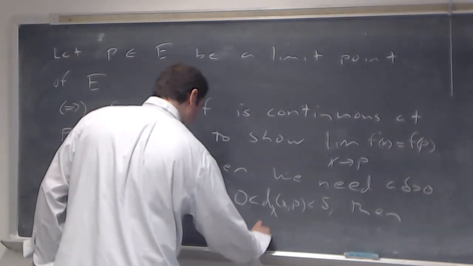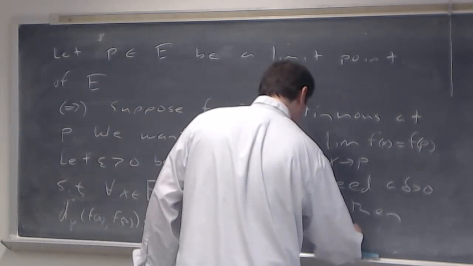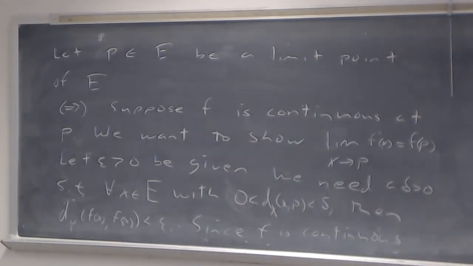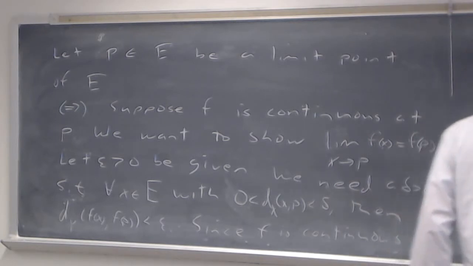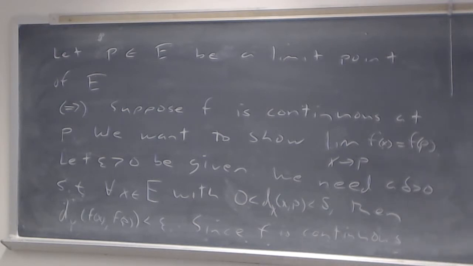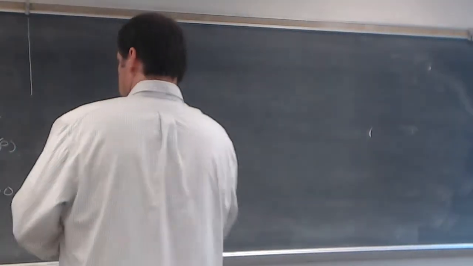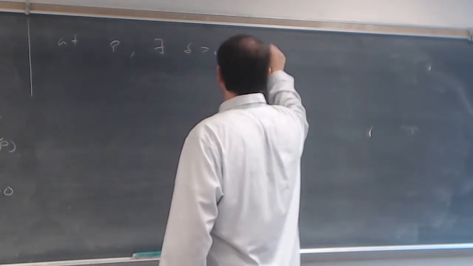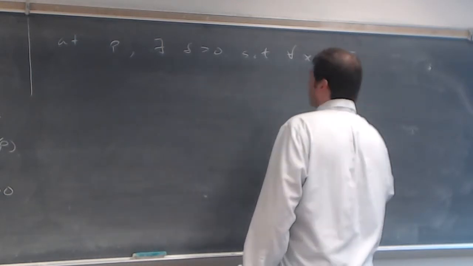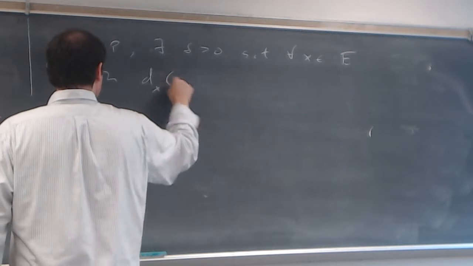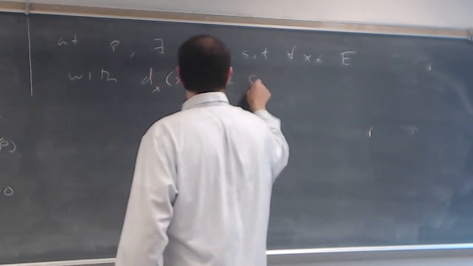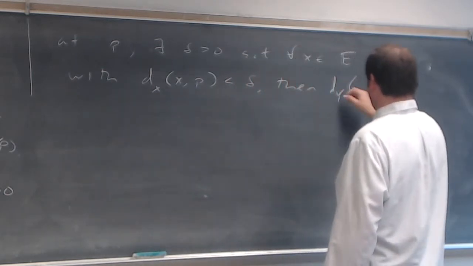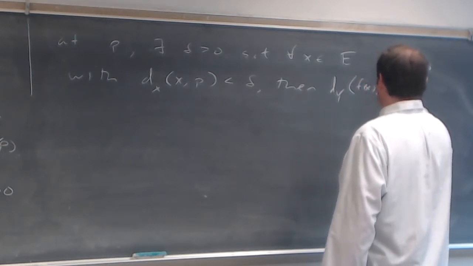So since f is continuous at P, and we've been given an epsilon, there exists a delta greater than 0 such that for all x element of E with the distance in X between x and P less than delta, then that forces the distance in the metric space Y between f of x and f of P to be less than epsilon.